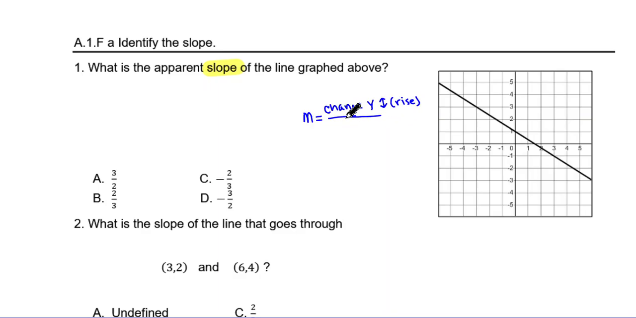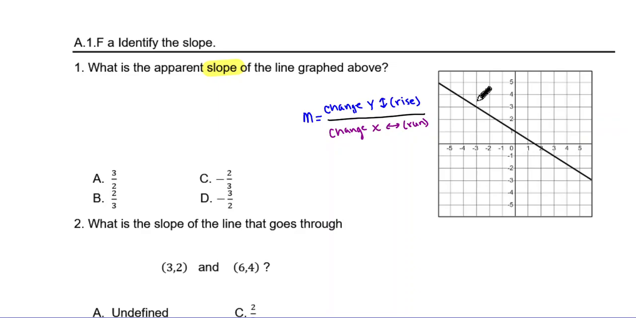It's a fraction, so it's being divided by the change in x. So how far is it going left and right? We call this the run. The rise divided by the run. It's a simplified fraction.